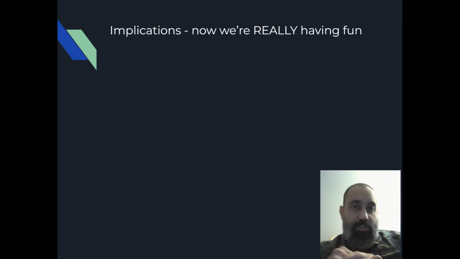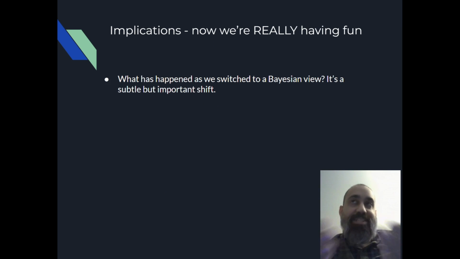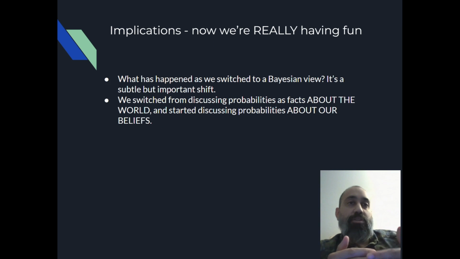So what are some of the implications of this? And I think this is the really fun section. What has happened by switching our context here? It's an important shift, but relatively subtle. What's happened is we started by thinking about probabilities as facts about the world. The probability that someone has COVID, that's usually how we talk. When we should talk about what is our certainty level? What is the probability that our belief they have COVID is correct?